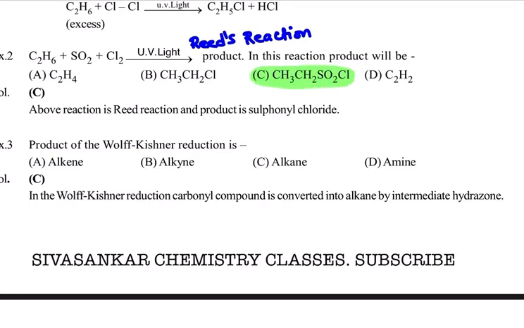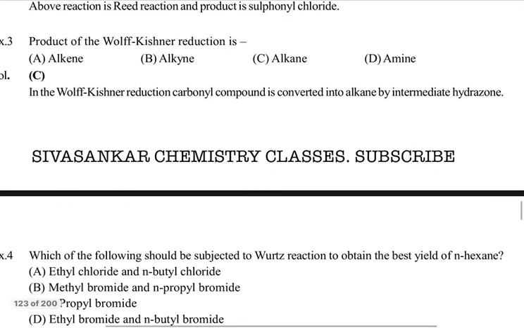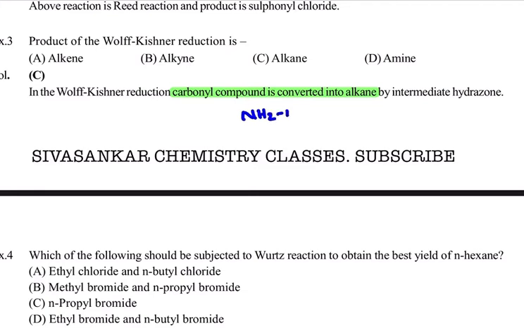And the product of the Wolff-Kishner reduction. In the Wolff-Kishner reduction, carbonyl groups are converted into alkanes in the presence of hydrazine, KOH and ethylene glycol. So this is called Wolff-Kishner reduction. By using it, we are able to prepare alkanes; carbonyl groups convert into alkanes.